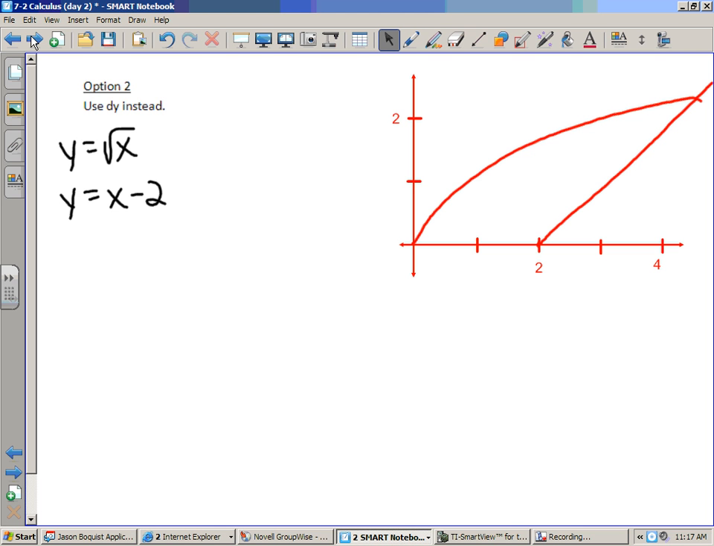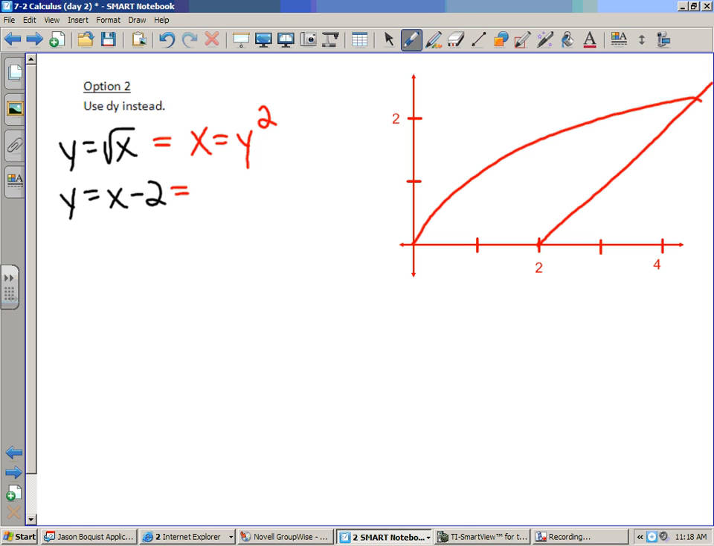What do you suppose I have to do to make it dy? I need y to be the variable that's kind of inside. So I have to solve both of these differently. Right now they're solved for y, agreed? When they're solved for y, you can do dx. So for dy, I need them solved for x. How do you solve this one for x? Not square root, but square both sides. So do you agree that x equals y squared is the same exact thing?